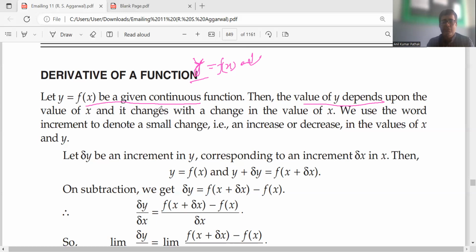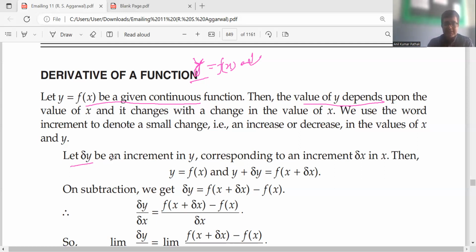If you make a very small change in x, the value of y may change very little. In the case of derivative, we discuss exactly that. What happens if you make a very small change in x? What will be the change in the value of y? That is what we read in the derivative.